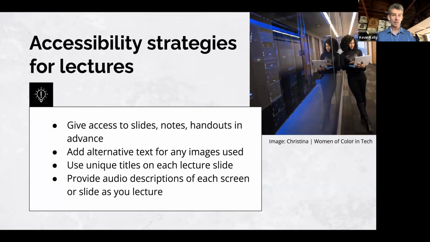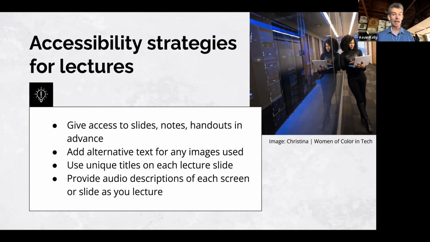So for accessibility, just a couple of quick strategies with respect to the lectures that you give and produce and sometimes record, making sure students have access to the slides or your notes or maybe any handouts in advance, especially if it's a student on a mobile device. That gives them an opportunity to print things out so they don't have to toggle between screens when they're only able to see one thing at a time.